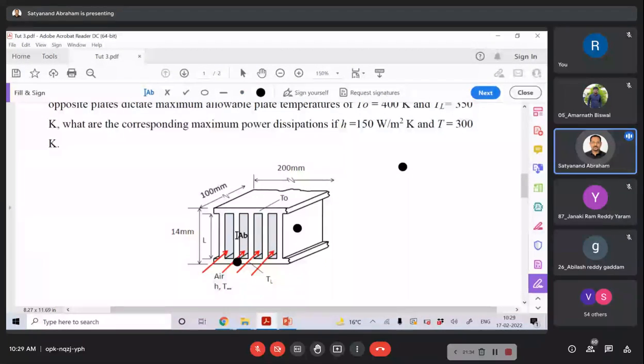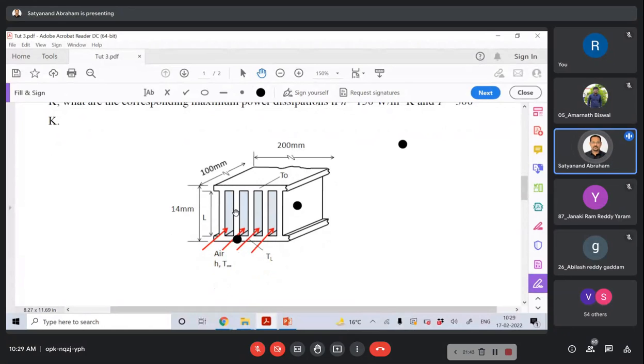Heat is being transmitted from the top as well as the bottom, right? So therefore, we can see that's what is asked: what is the heat transfer from the bottom to the fin, as well as whatever heat is transferred from the top to the fin.